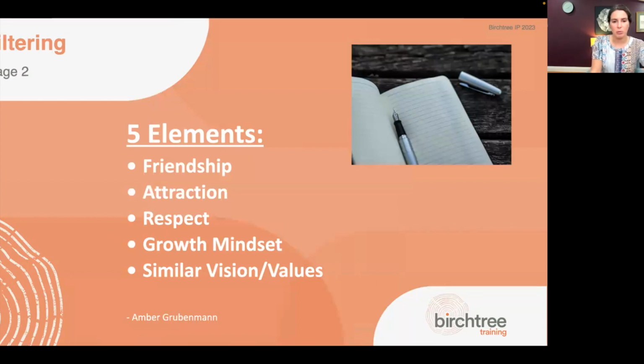Again, from the coach Amber Gruberman, there's a good filtering criteria for when you're going on dates called the 5 elements. So the idea with this one is if all these 5 elements are there, they're the ingredients to make a healthy relationship. Just like if you were making a cake, you would need eggs, flour, certain ingredients. If you're missing any of those, the cake's going to flop. So we've got the first 2, which you would generally be able to assess more in the early dates. So friendship level.